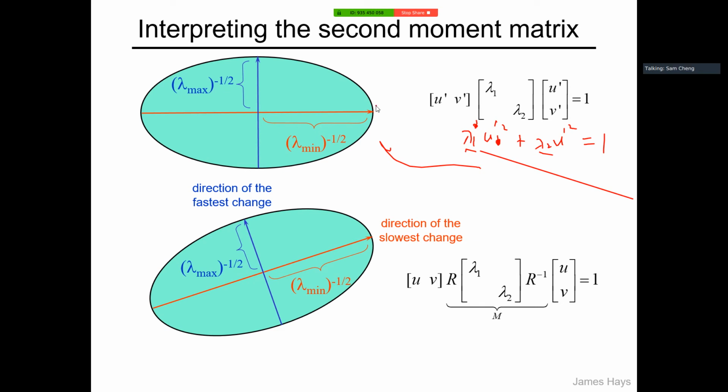Do you agree with that? Actually, I should be precise. Lambda 1 inverse square root will be the length of that. If I think of the point here, this is lambda 1, and this point corresponds to v equal to 0, so v is gone. So I will have u prime square equal to 1 over lambda 1, or here I use lambda min. Therefore u prime is equal to 1 over the square root of lambda min.